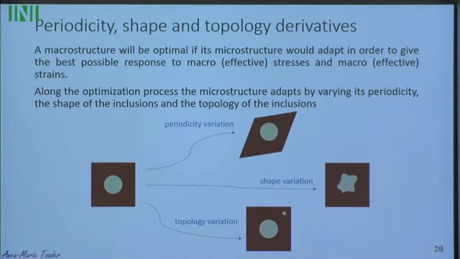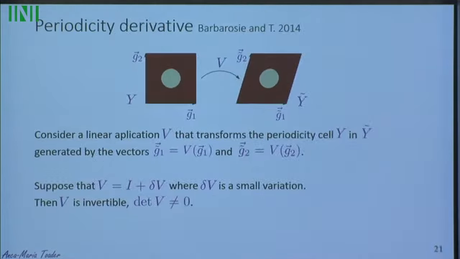So the macrostructure will be optimal if its microstructure adapts to give the best possible response to macro stresses and to macro strains. And along the optimization process, the microstructure will adapt by varying its periodicity, its shape, and its topology. And we shall see each one of these possibilities.